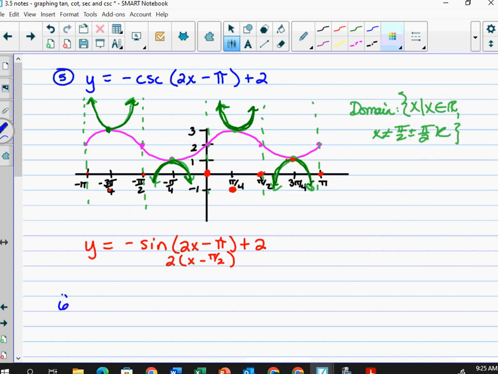All right, let's do two more graphs. We'll see if we can get through them. But let's do a secant one just to make sure you're getting this idea. 2 secant of 1/4 x. Why not? Plus pi. This takes a while.